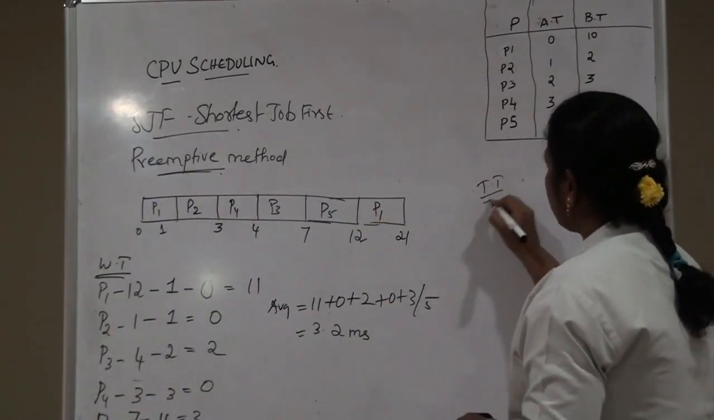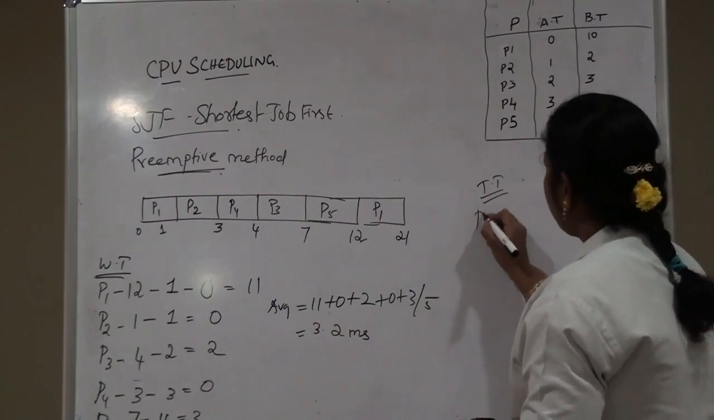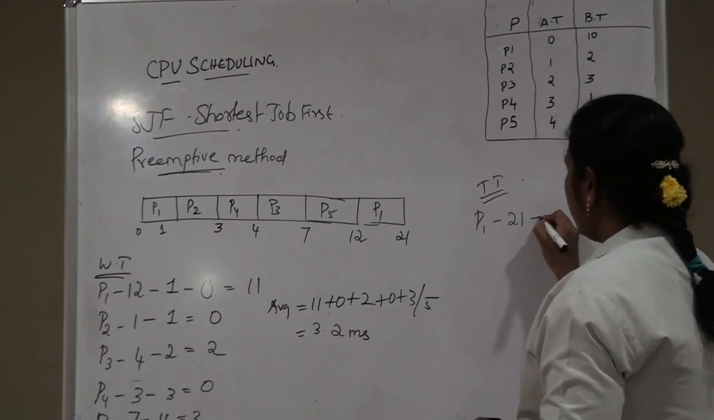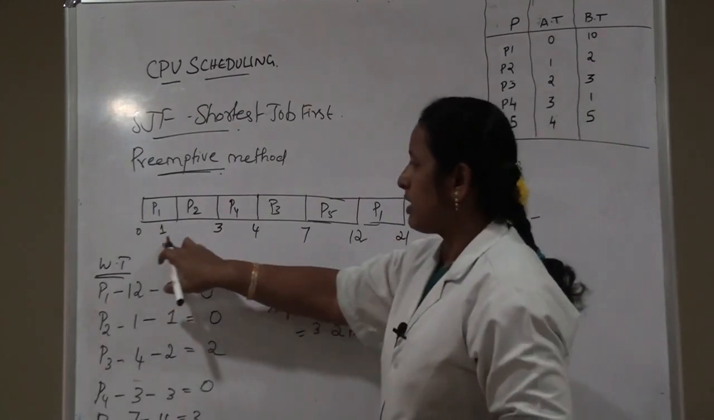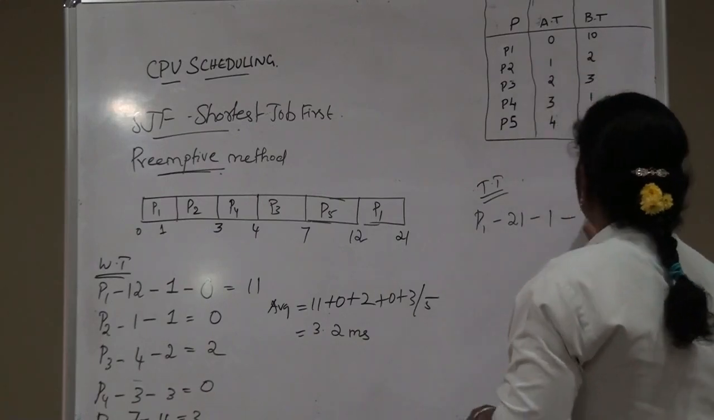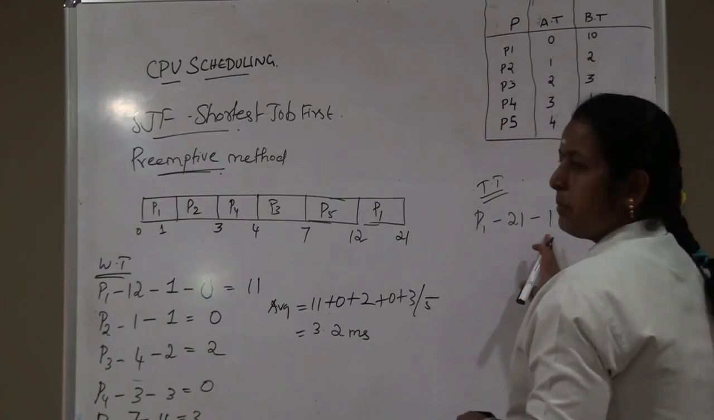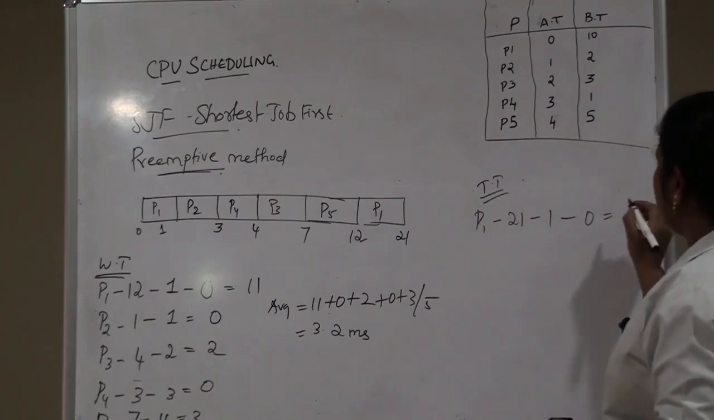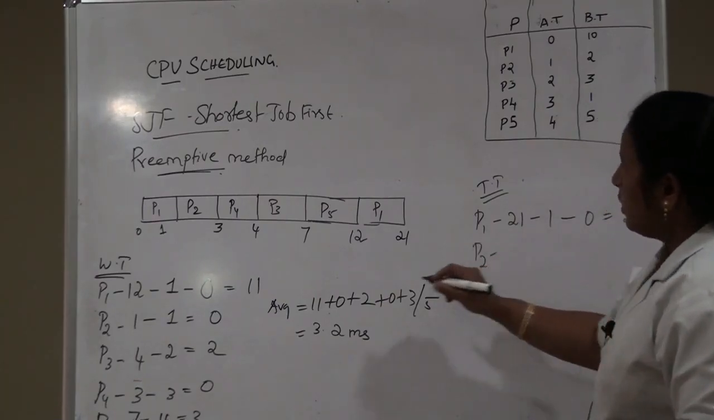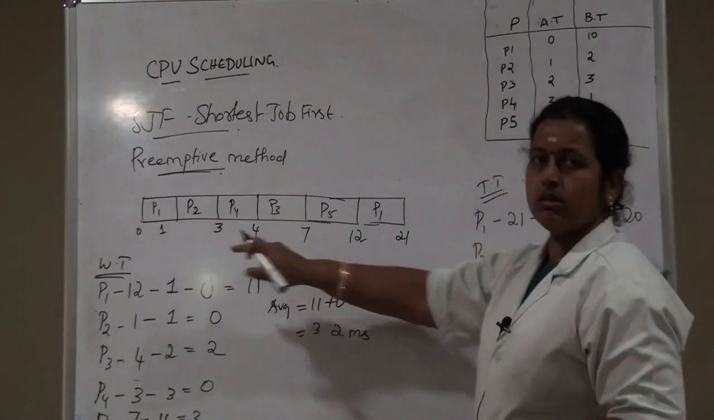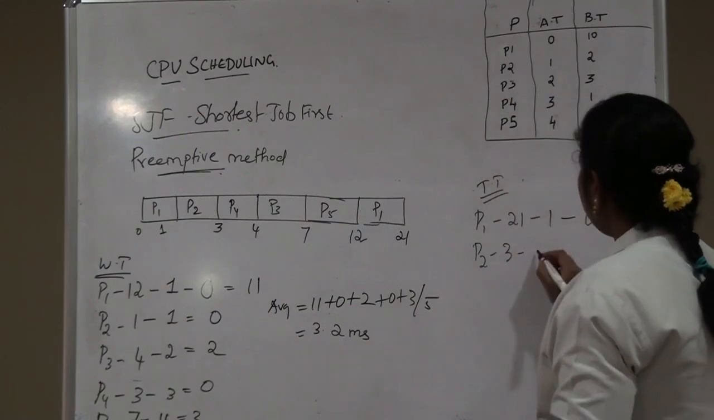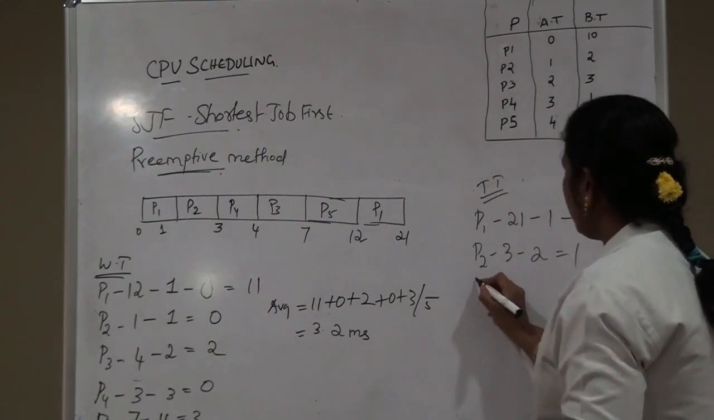the turnaround time. So turnaround time for P1, where it completes at 21, minus its arrival time 0. So 21 minus 0 is 21. Here it is 20. Next is P2. P2's completion time is 3. 3 minus its arrival time, 2. So here it is 1.